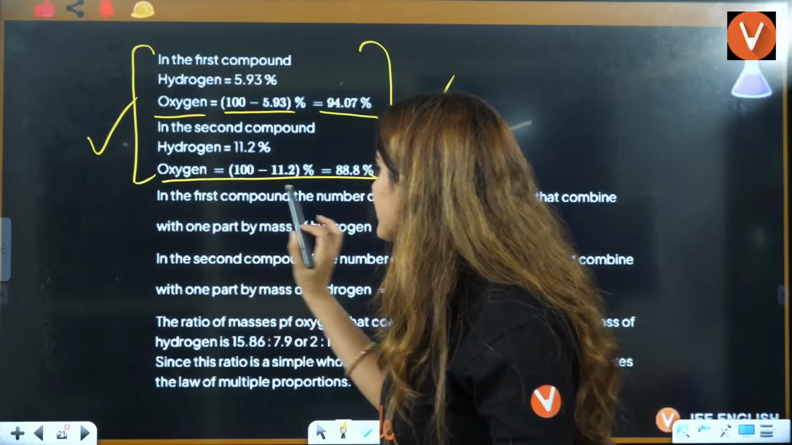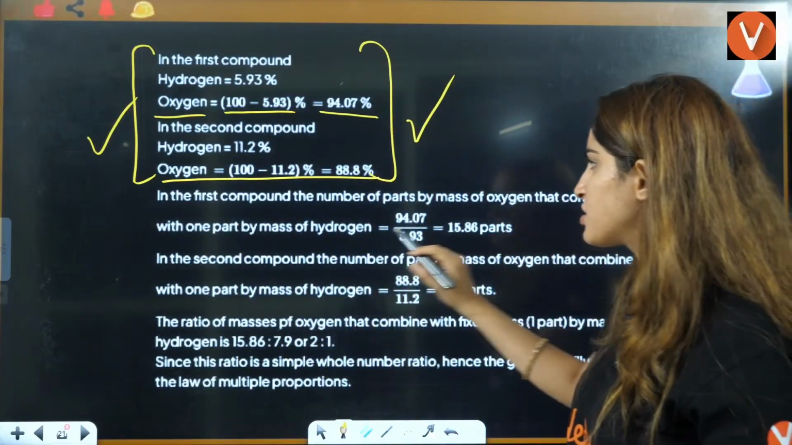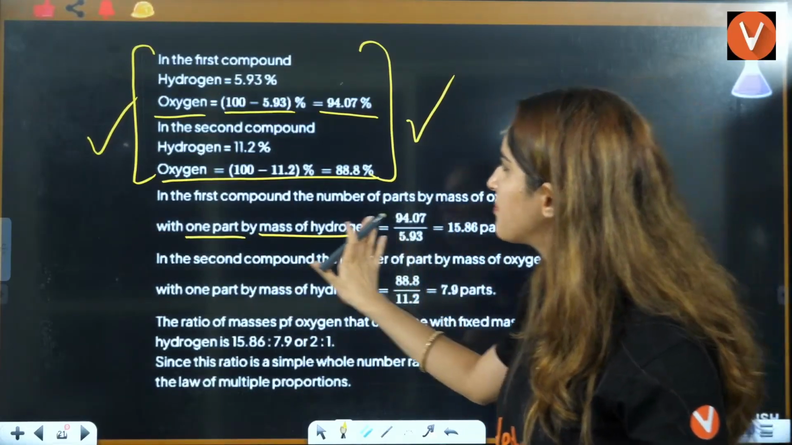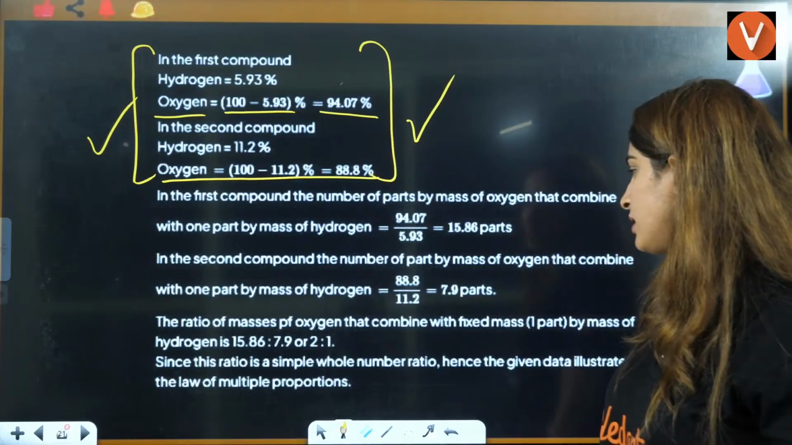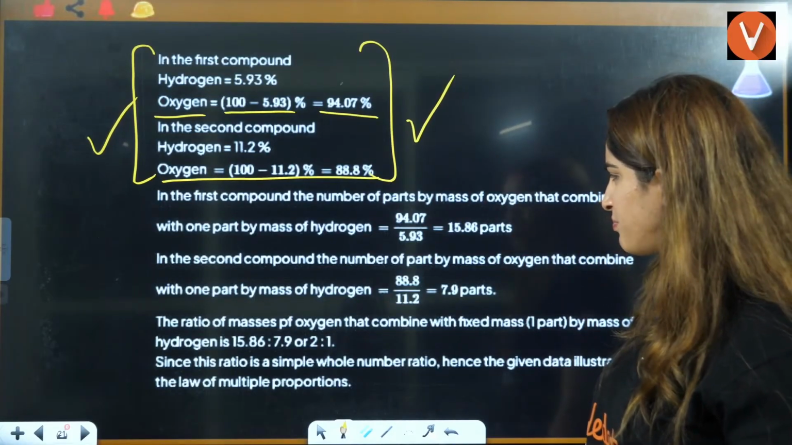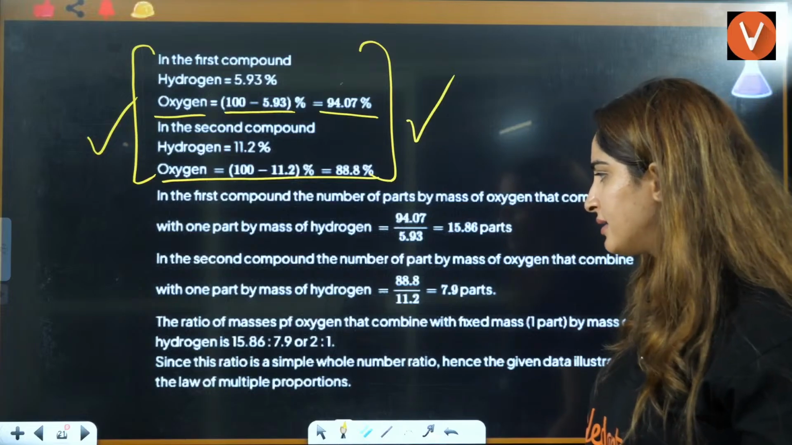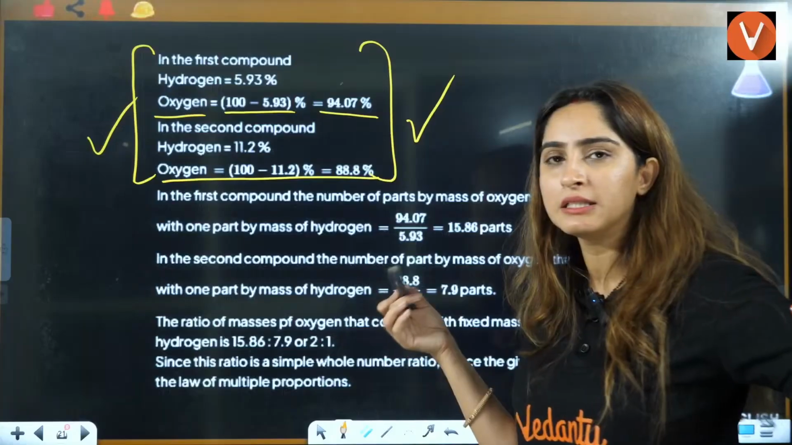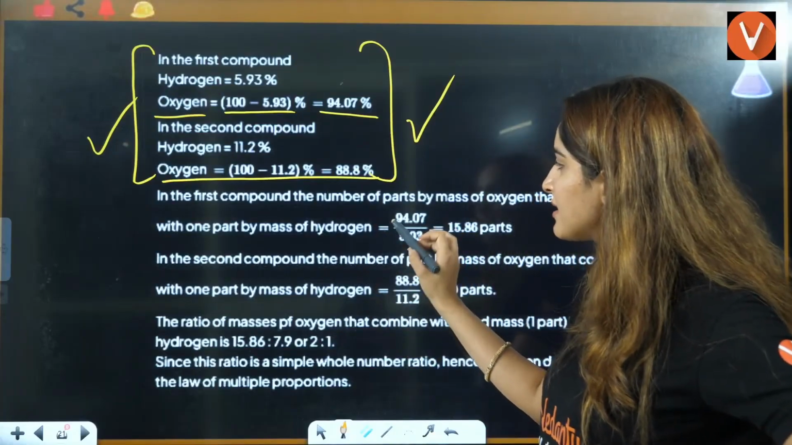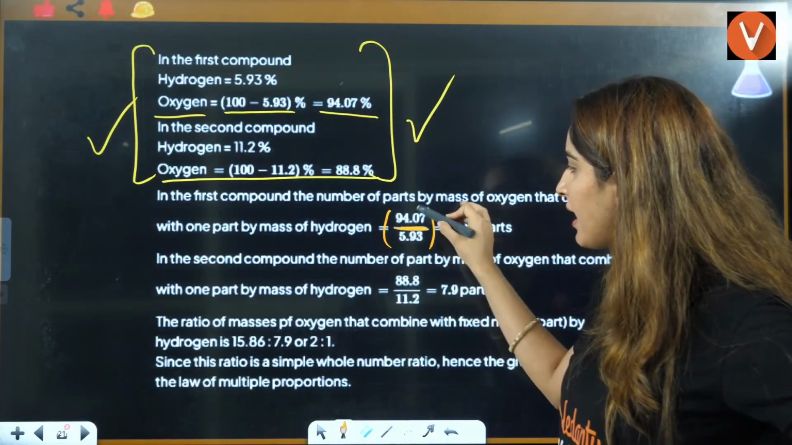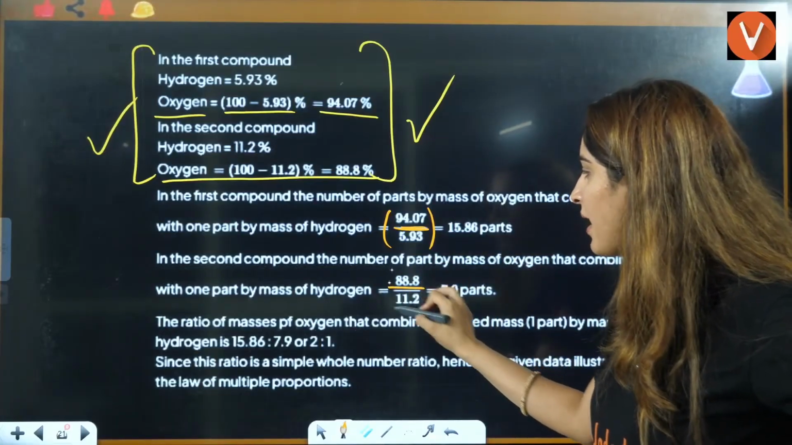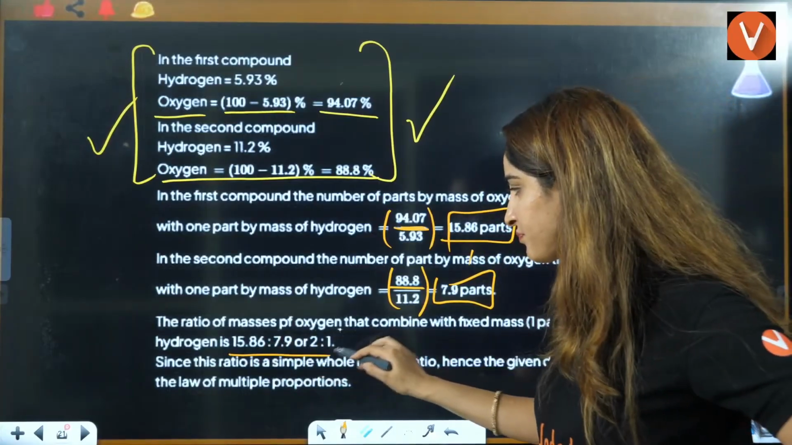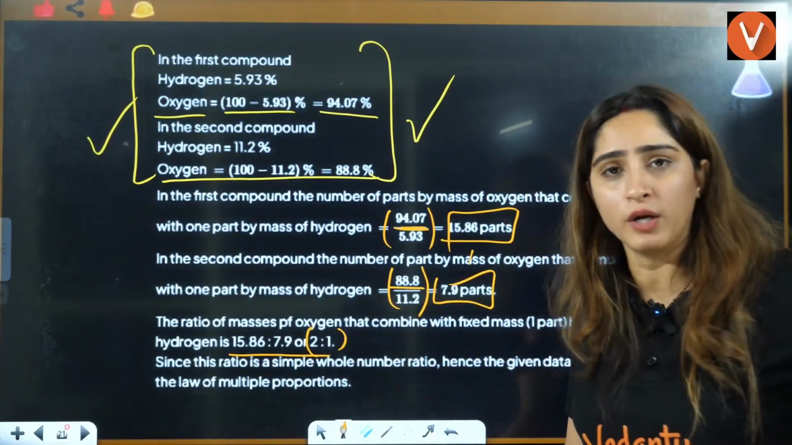So, in the first compound, the number of parts by mass of oxygen combined with 1 part by mass of hydrogen... wait a minute, you don't have to do it this way, it's not needed. This is another way of doing this. Another way is that you can take the ratio of both, that is the mass of oxygen by hydrogen in this and this, then take the ratio of both of them. You are going to have it in a simple whole number ratio.